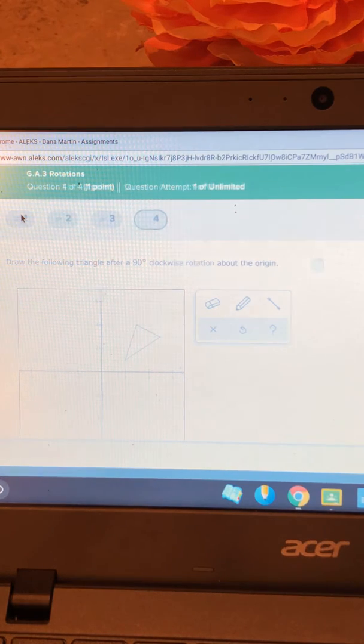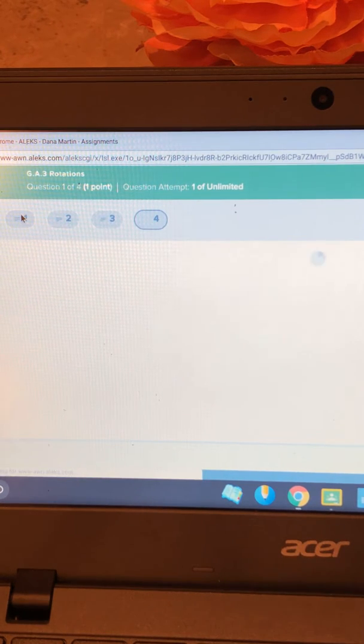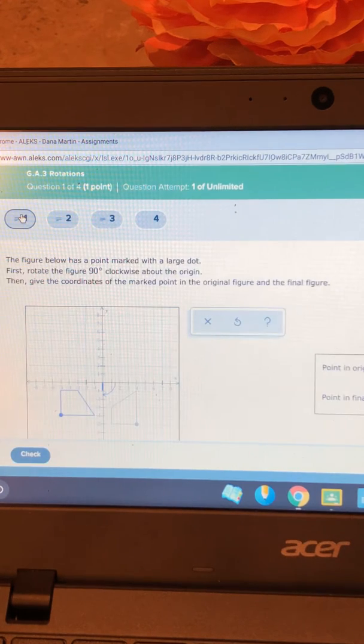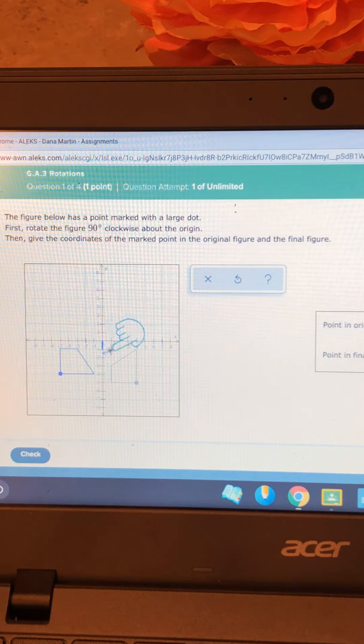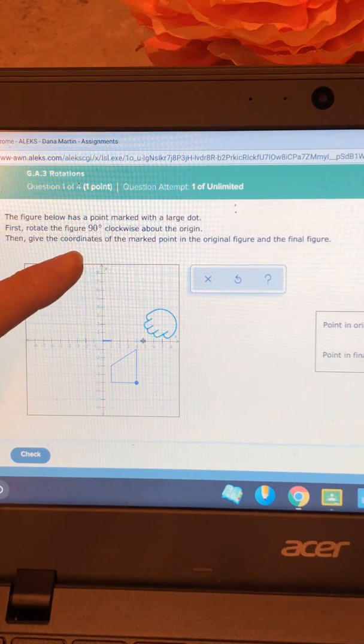Okay. This is rotations. So what we have to remember, clockwise looks like a clock. That goes that direction. Counterclockwise goes backwards. All right, figure number 1 has a point marked with a large dot. Okay, and this is the final version. So I need to go back and put it back there at the original. Okay, so it says first rotate the figure 90 degrees clockwise about the origin.